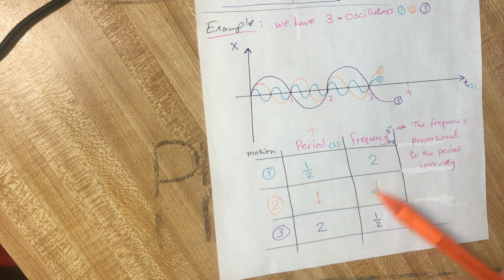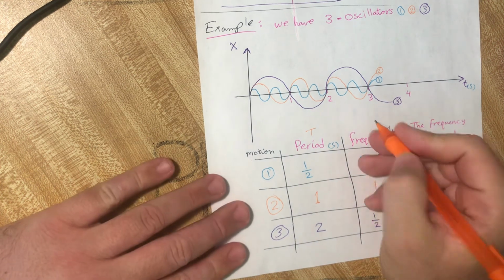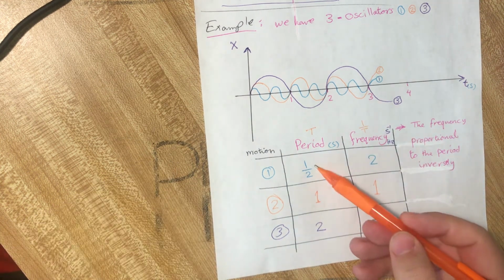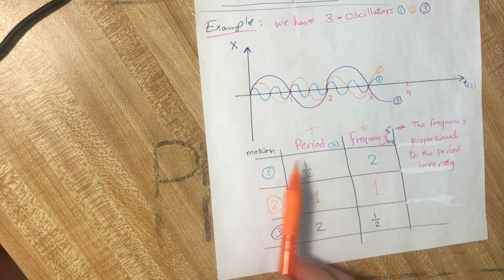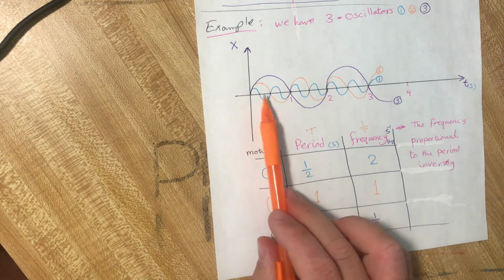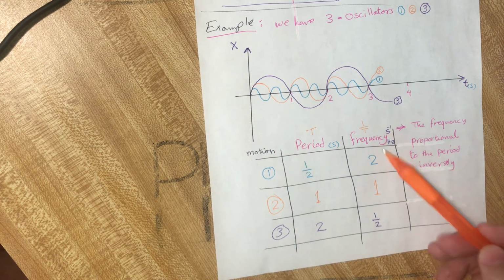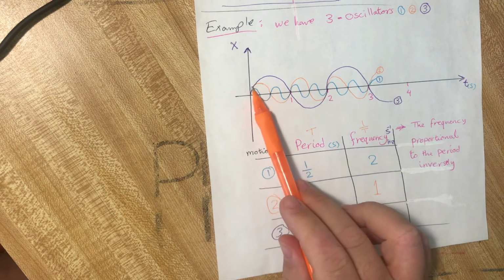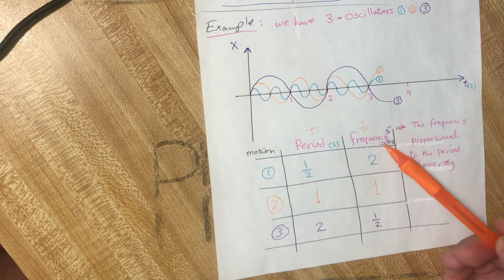Okay, what is the frequency for each of them? It is just 1 over T. 1 over T is the frequency. 1 over half is 2. So for the blue wave, we have two waves in a second. So we have a frequency of 2. What about the second, orange wave? We have one wave in a second. So 1 over 1 is 1, which is the frequency.